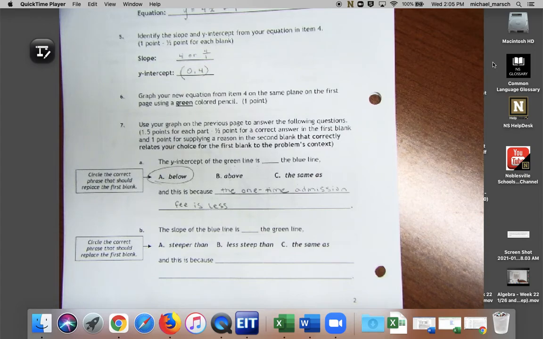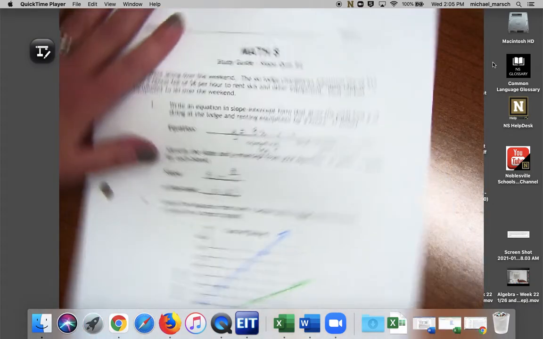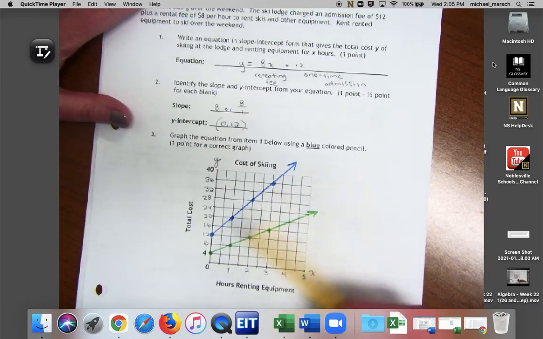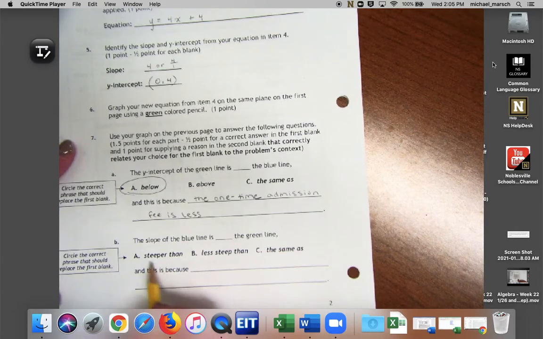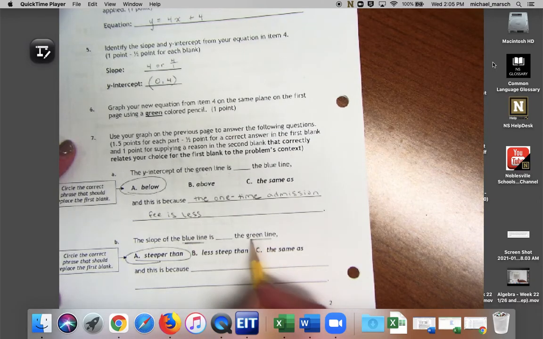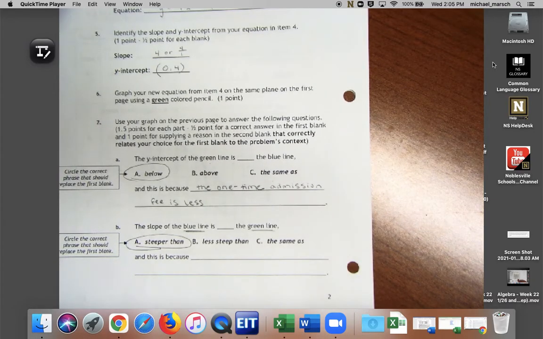Let's compare the slope of the blue line to the green line. So is the blue line steeper, less steep than, or the same as? Less steep. So let's look at the blue line compared to the green line. Which one is the blue line steeper, less steep, or the same? Steeper. It is steeper. So I think you knew what you were saying there, Nick, but you were thinking green to blue. So you just got to pay attention to what the colors are in the question. And why is that steeper? Because the repeating equipment fee is more expensive.